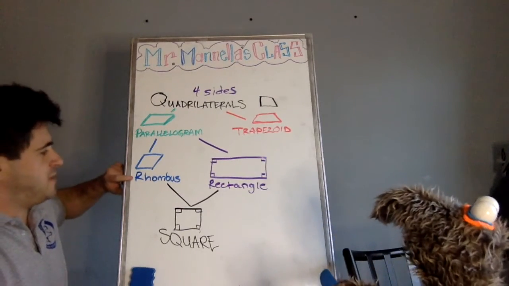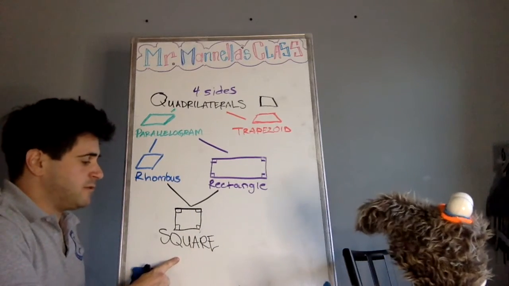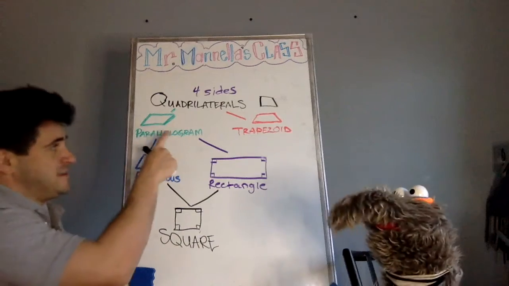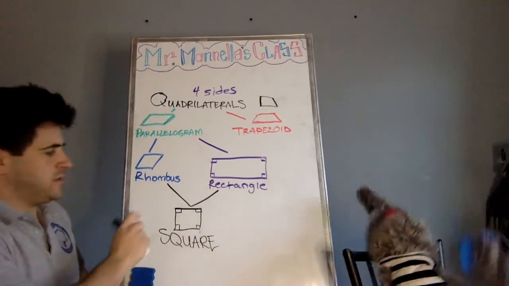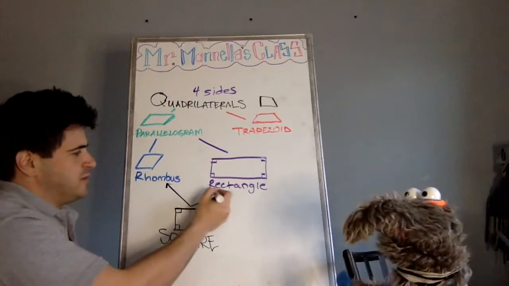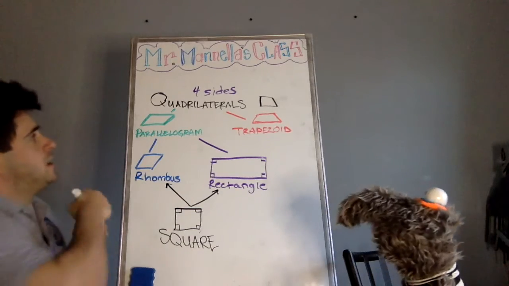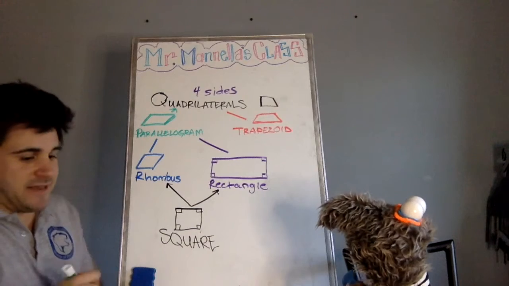Special name for a diamond is a rhombus. You all know what a rectangle is. You all know what a square is. But remember, a square is a type of rectangle, rhombus, parallelogram, and quadrilateral. We'll make little arrows so you know that everything above it, it is that. And everything below it, it's not necessarily.